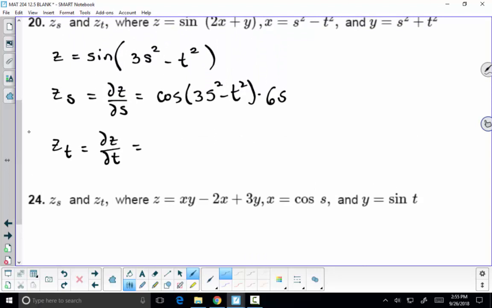Okay, so partial z, this we call partial z partial t as opposed to dz dt. This script symbol d we usually just call partial z partial t. So partial z partial t, we're going to get cosine of the inside multiplied by negative 2t.